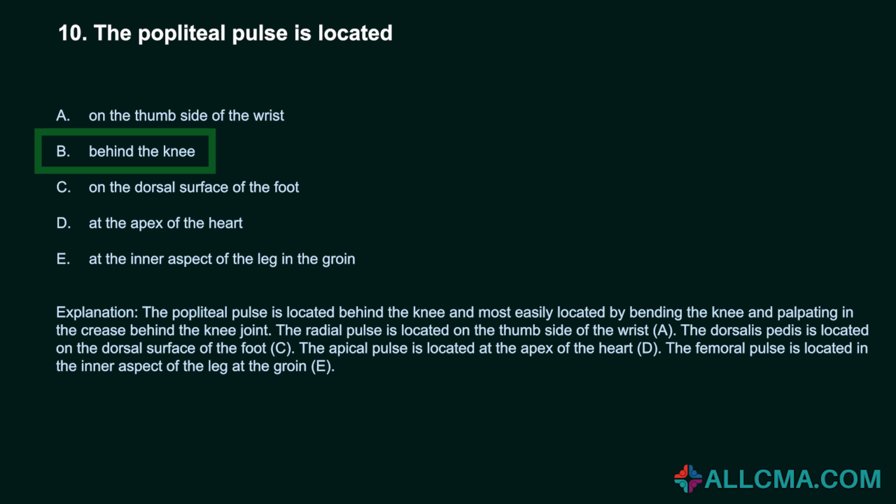The popliteal pulse is located behind the knee and most easily located by bending the knee and palpating in the crease behind the knee joint. The radial pulse is located on the thumb side of the wrist, A. The dorsalis pedis is located on the dorsal surface of the foot, C. The apical pulse is located at the apex of the heart, D. The femoral pulse is located in the inner aspect of the leg at the groin, E.